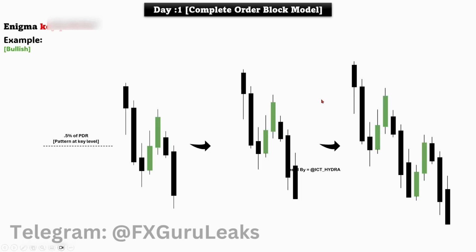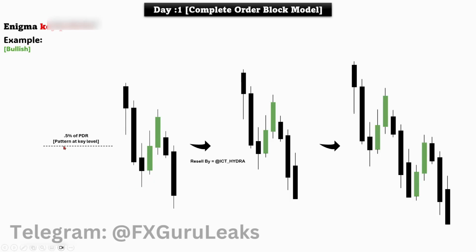Take a look at this slide, Enigma key pattern. Again, this is your reversal pattern. If you get this pattern, then it's going to be a reversal. You're going to be going for a short rather than going for a long. What's the difference? Very little difference.